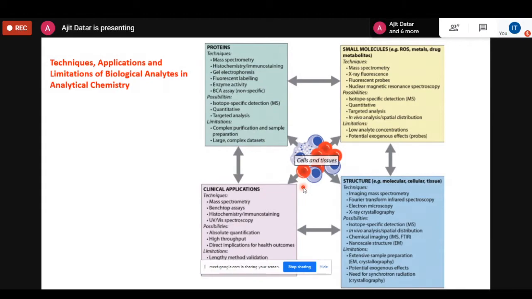Limitation, extensive sample preparation. Again, sample preparation is coming there for especially electron microscopy and crystallography. Then potential exogenous effect. Again, this is coming, the matrix interferes, and need for synchrotron radiation crystallography. I will talk a little bit about that, and this is a new technology which is coming up.